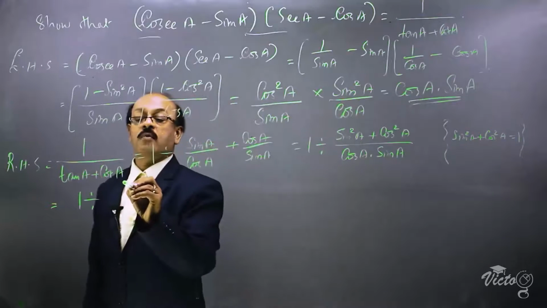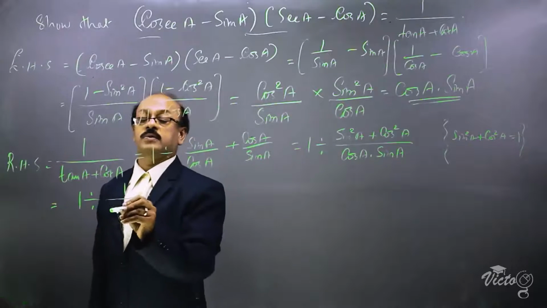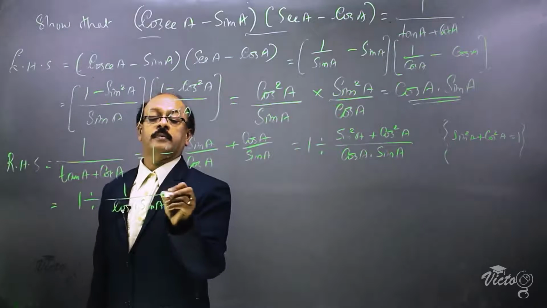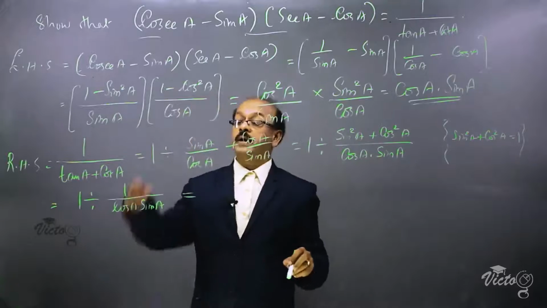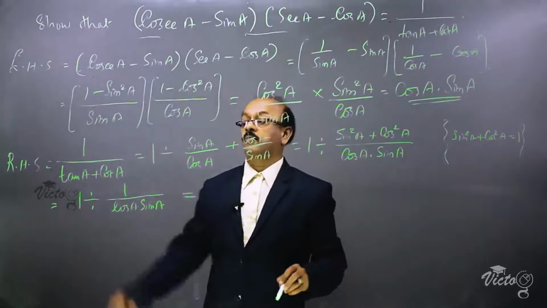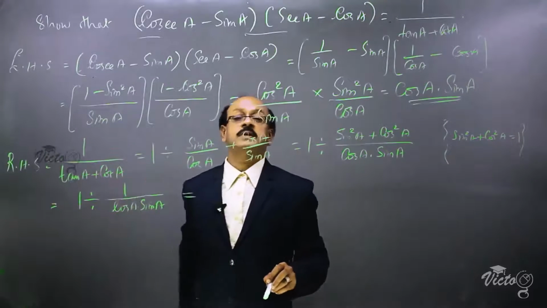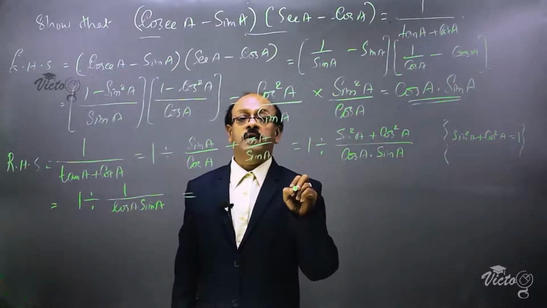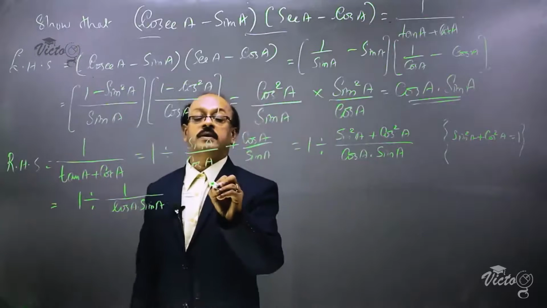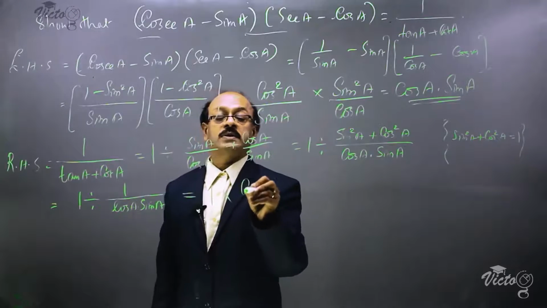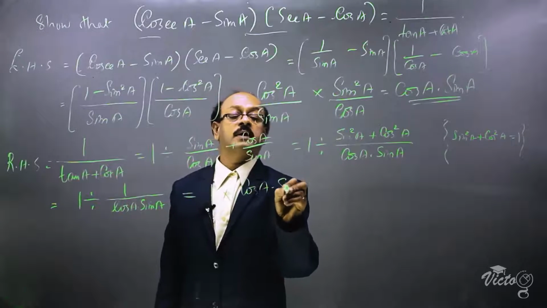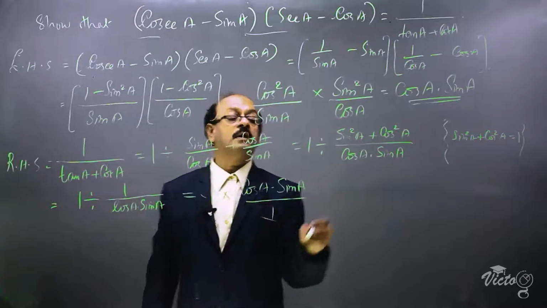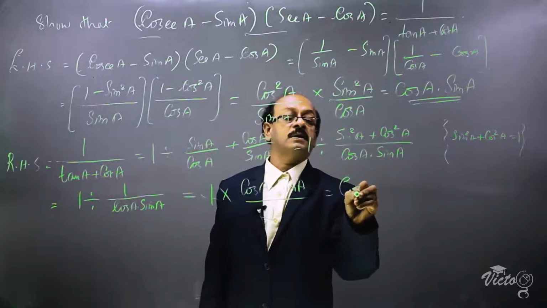So, it is 1 divided by cos A into sin A. This is equal to, we have to divide 1 by cos A sin A. What is the rule of the division? We have to multiply with the reciprocal. That means 1 into cos A into sin A divided by 1. 1 cancelled, and the result is cos A sin A.